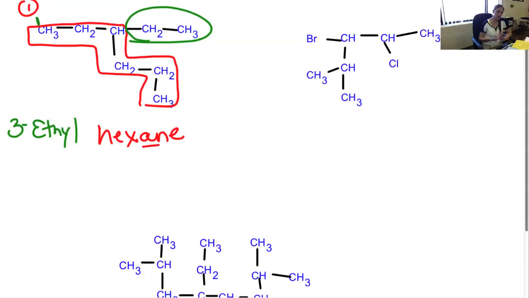Using that same reasoning, I want you to try the one next to it here. When you have substituents just ending in an O, this would be bromo when you use that as a substituent. This would be chloro because it's chlorine. So go ahead and try and name that.